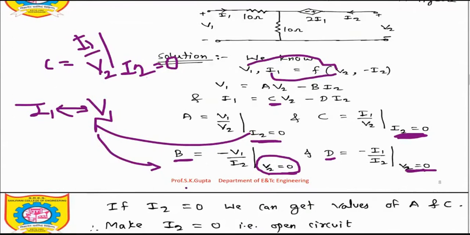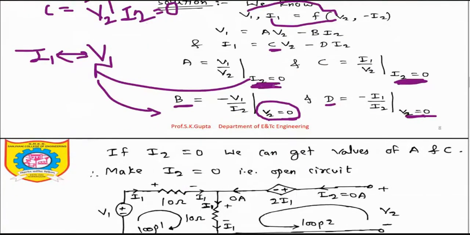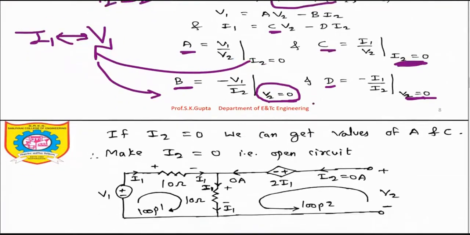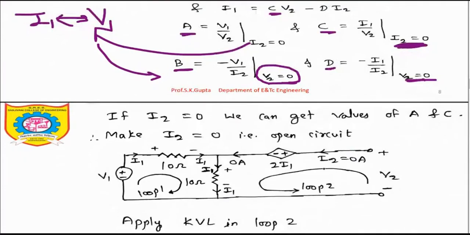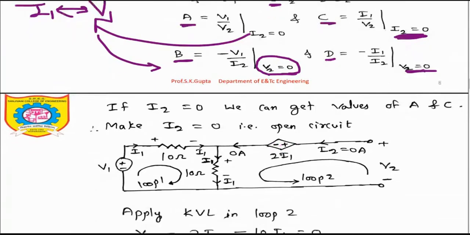Now first make I2 as 0. If I2 is 0, what values can I get? I can get the values of A and C. So here I have made I2 as 0 ampere, so here also the current is 0 ampere. This is a voltage source, so it will not affect the voltage source. The current through the voltage source can be any value. From here I1 current is coming, and from here 0 current is coming. So in this 10 ohm resistor, I1 current will flow. Incoming current is I1 plus 0, outgoing current is I1 only.